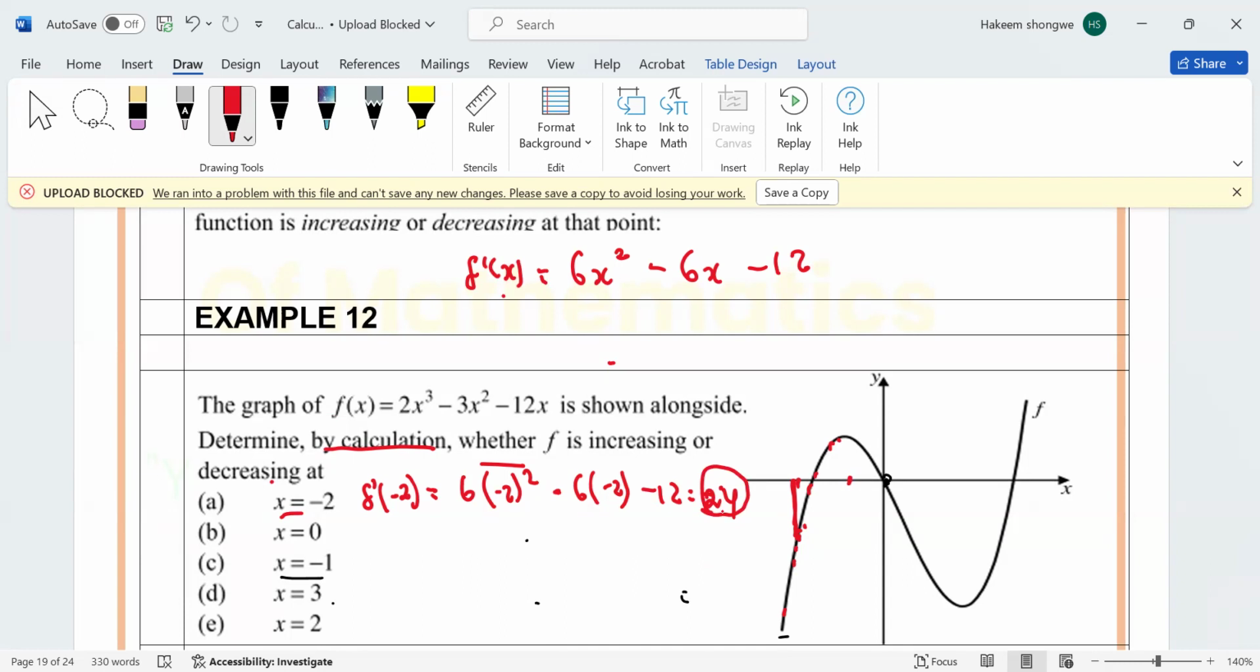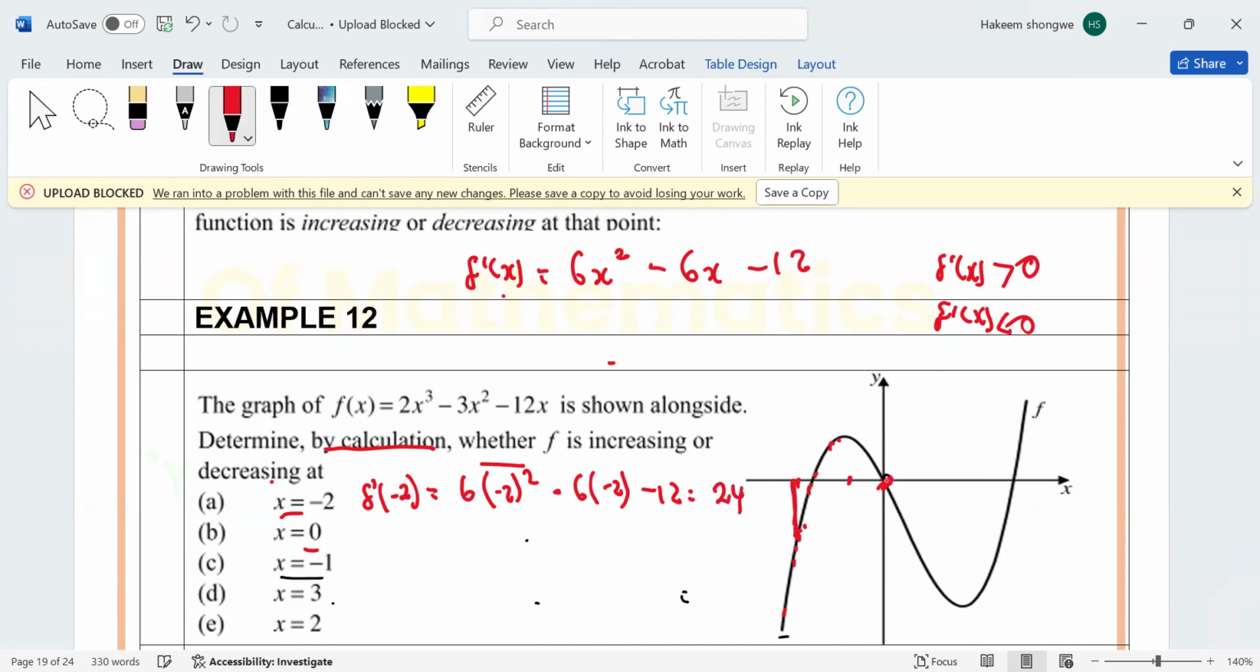In other words, the gradient f prime of x can either be greater than 0, which is positive, or f prime of x is less than 0, which is negative. Let's check when x is 0. What kind of answer did we get here? Positive or negative? We got 24, which is positive.